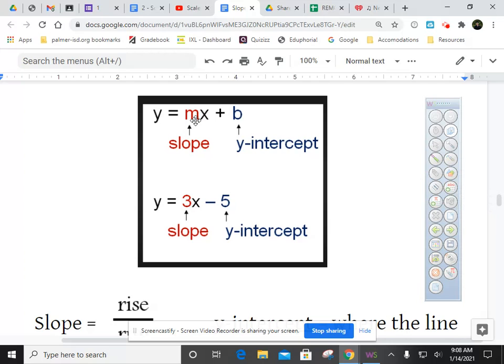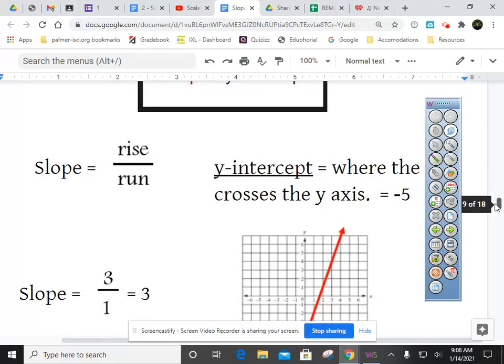So y equals mx plus b. M is the slope. I don't know why it's not an S, but it's an M. B is the y-intercept. Those are things you need to know. So for example, if I have y equals 3x minus 5, the slope is 3 because that's in the M spot right in front of the x, right? And the y-intercept is negative 5 because that's in the B spot. Got me? Everybody cool there?